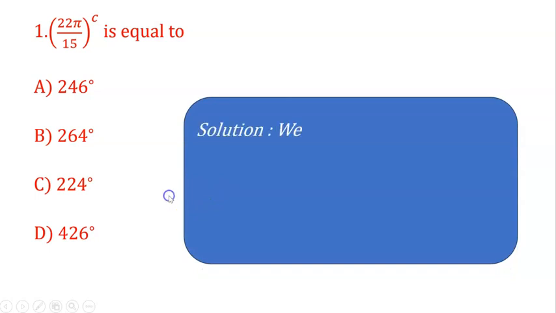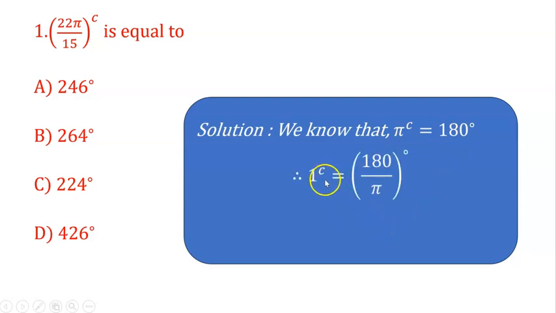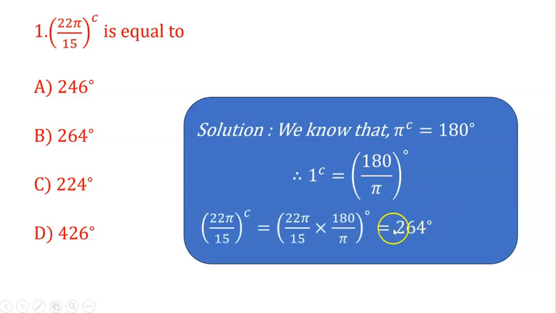See this here. We know that pi radian is equal to 180 degree, and hence 1 radian is equal to 180 upon pi degree, and hence 22 pi upon 15 radian, we will convert to degree, and here we will multiply 22 pi upon 15 by 180 upon pi. Okay, and after simplification you will get 264 degree.